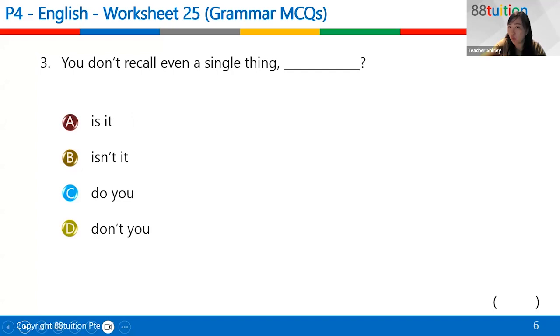Okay, same thing. This one is quite obvious because in terms of question tag, this one has a very straightforward don't. Don't is a contraction. If you write it in full, it's basically do not. Right? Do not, like don't do this. Do not do this. Okay? So you do not recall even a single thing. What's the opposite of do not? Anyone?